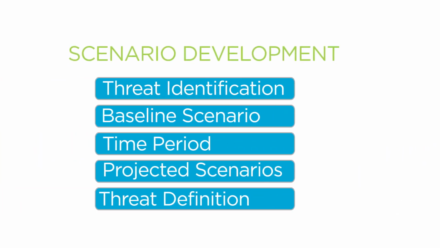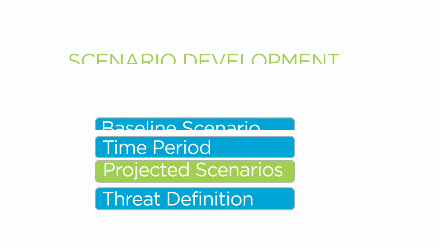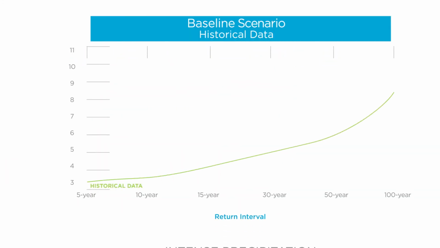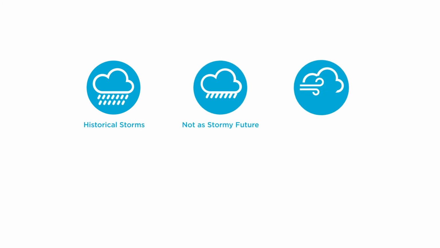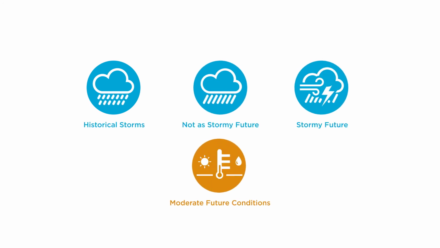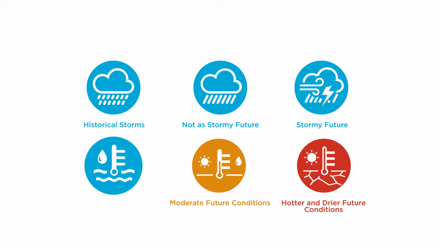Projected scenarios are developed in Step 4 of this module. Using the data from your baseline scenario as a starting point, CREAT provides projected changes in temperature, precipitation, extreme weather, and sea level rise. The projections in CREAT represent a range of potential future climate conditions, from hotter and drier to wetter and stormier. You will want to review the CREAT data and consider how your threats will change in response to these future climate conditions.